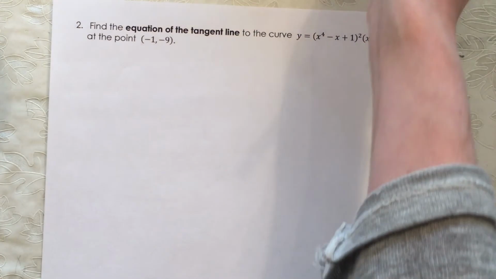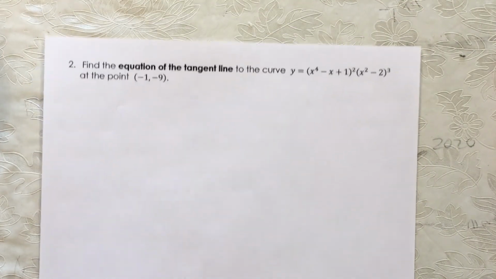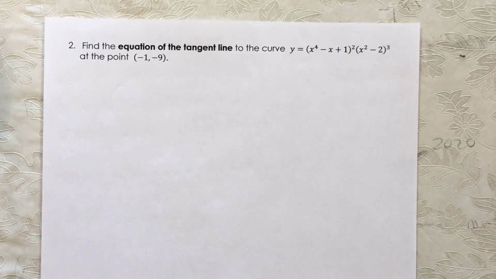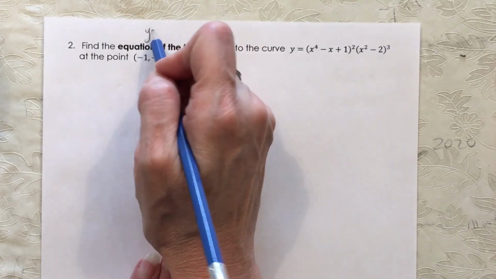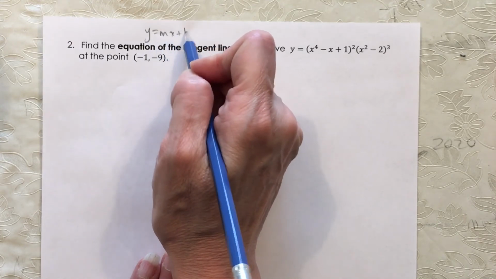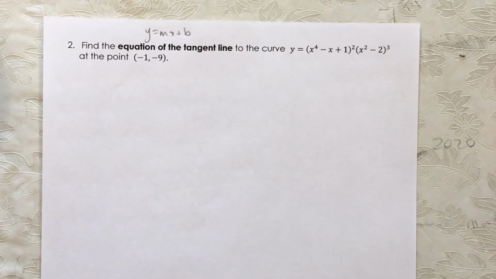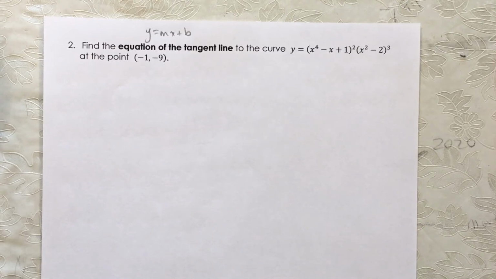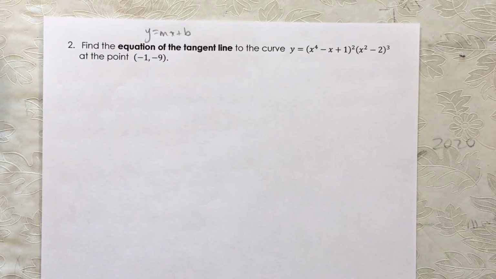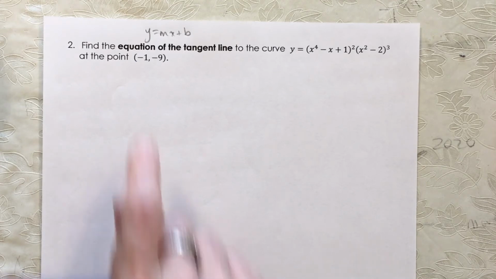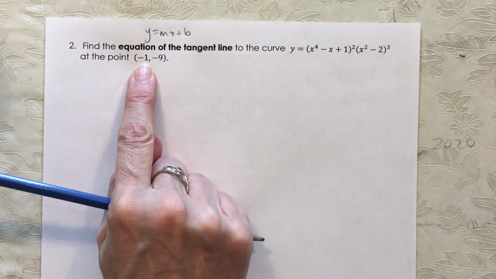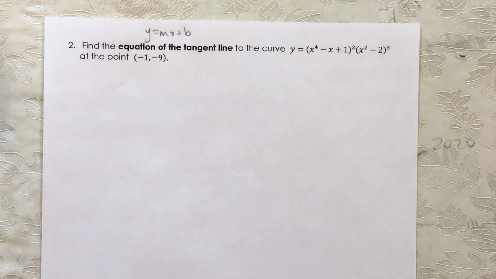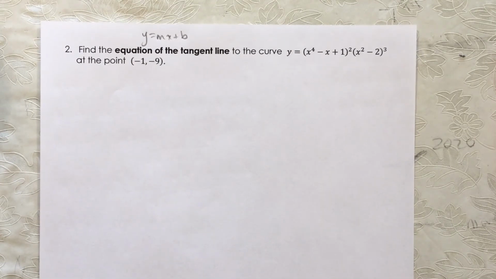All right, and our last question for today. Find the equation of the tangent line to the curve y equals (x to the fourth minus x plus 1) squared times (x squared minus 2) cubed at the point (-1, -9). So the equation of the tangent line, remember, is going to be y equals mx plus b. And we can find the slope by finding the derivative and substituting in -1. We don't have to simplify it if we don't want to. Since we're just putting -1 in, we might not want to, or we might just like to.